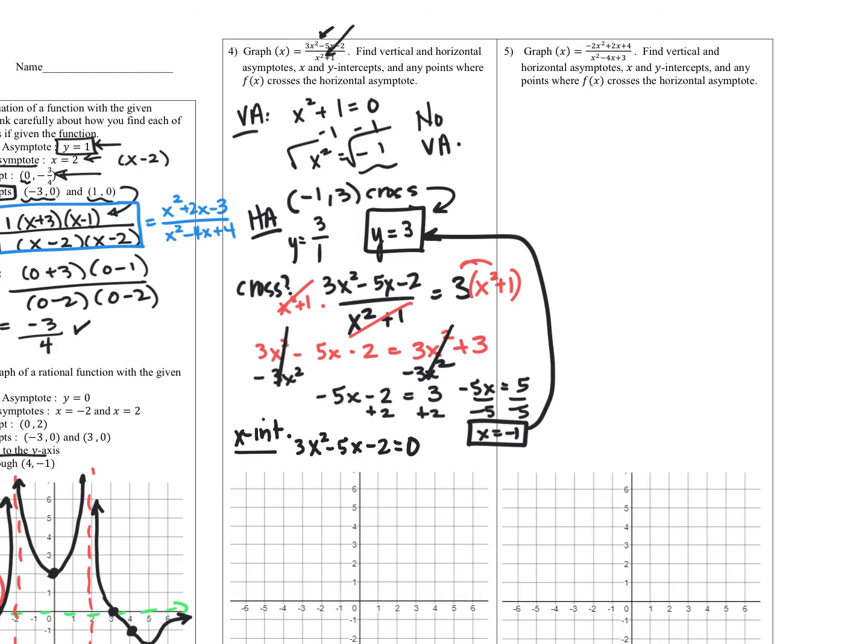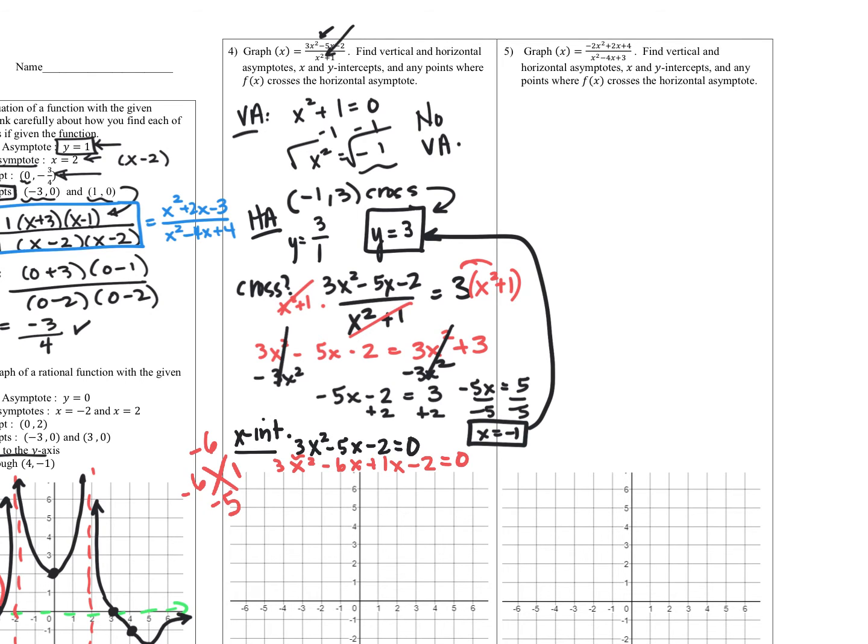So this one we could do guess and check factoring. Because there's a 3 in the front, it takes a little bit more work. So I think I'm going to do our little x thing. So I'm going to multiply 3 times negative 2, which is negative 6. Middle is negative 5. So two numbers that multiply to negative 6 and add to negative 5. That will be negative 6 and 1. So we're really just breaking apart that middle term.